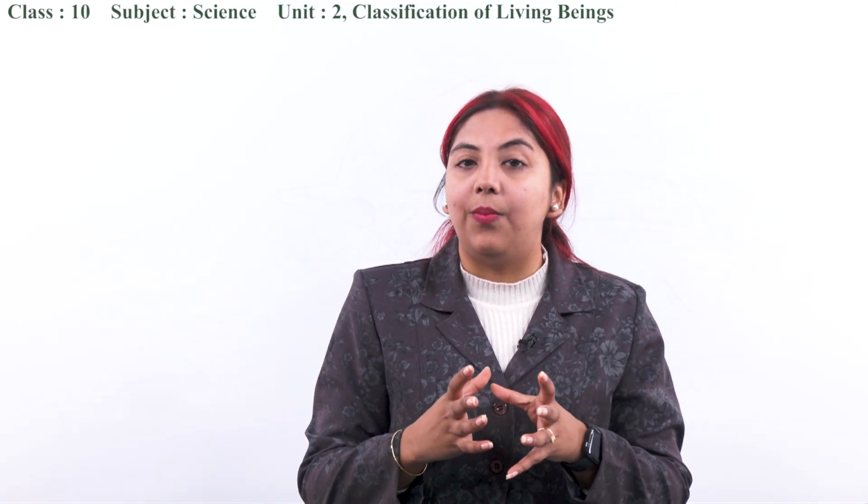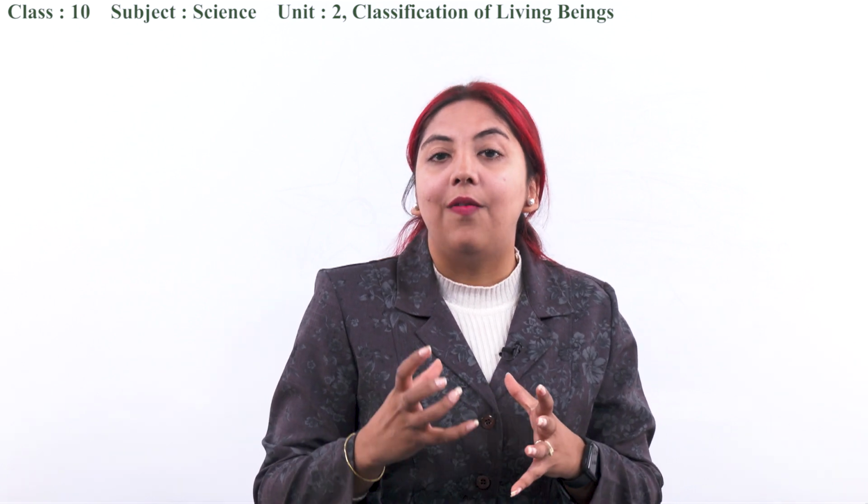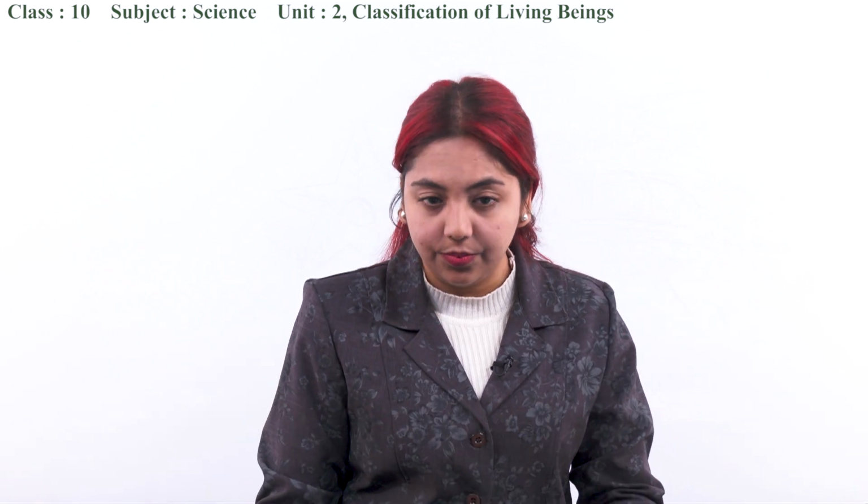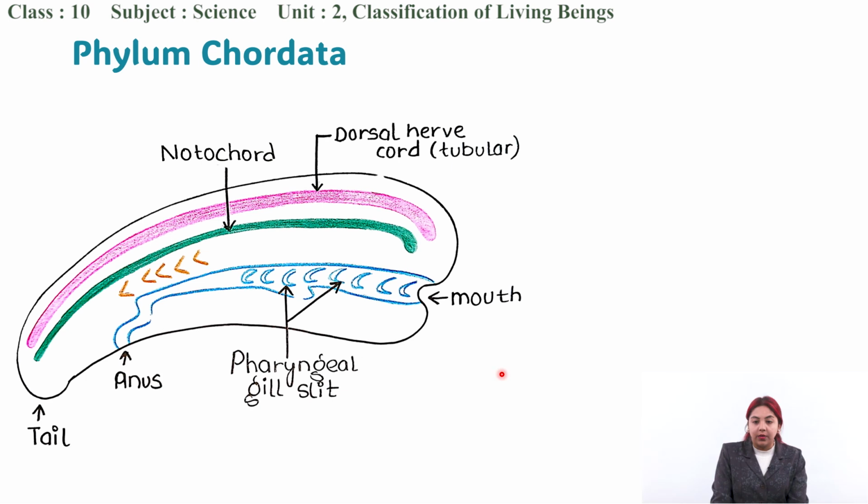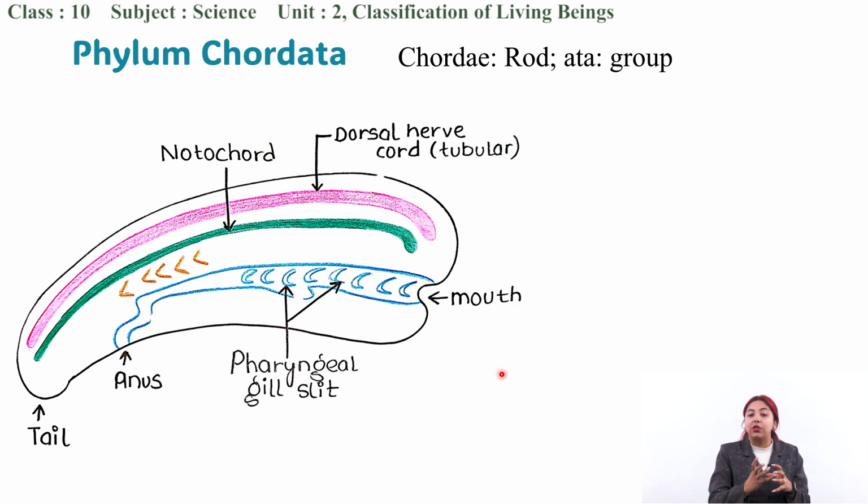Now, let us study the last phylum, that is the phylum Chordata. The word Chordata comes from the two words chorde and ata. Chorde means rod and ata means group. So the term Chordata refers to the phylum of animals that has this flexible rod that supports their back, or the dorsal side. This rod-like structure supports the organism.